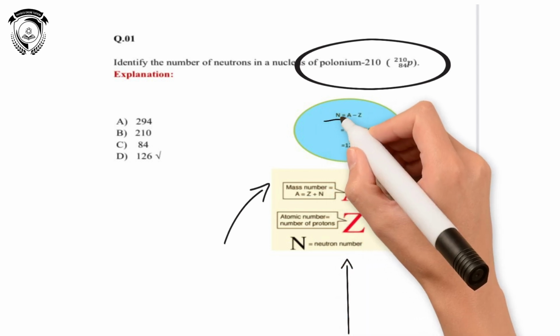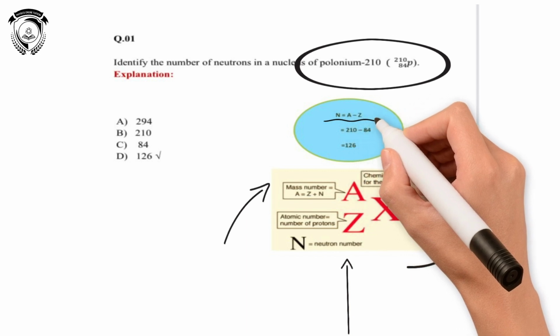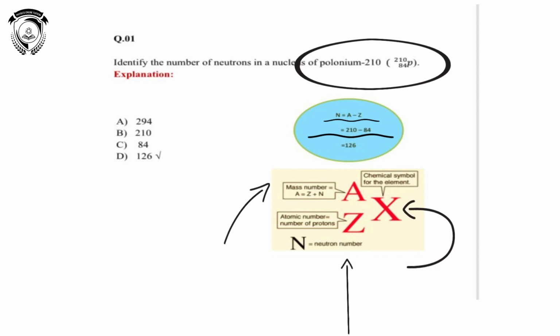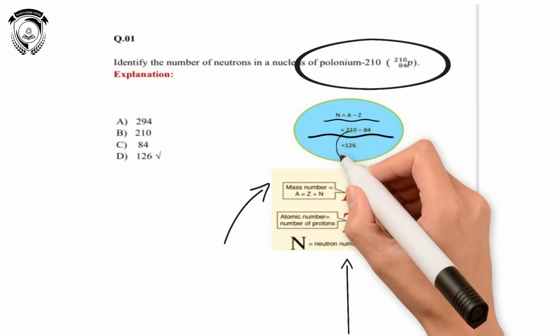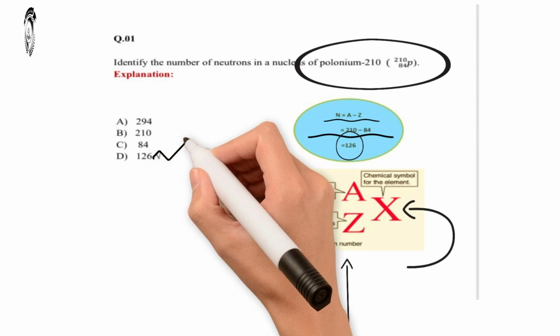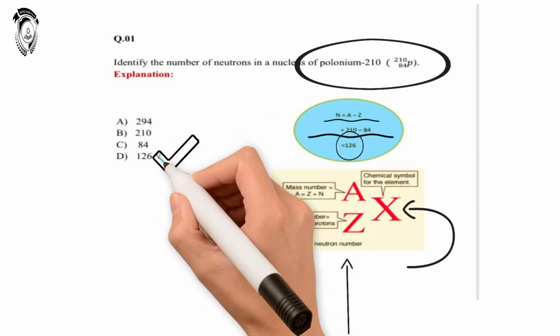The mass number is 210. You subtract the atomic number, that's 84. So the answer is 126. That means the answer for the first question is 126, which means the number of neutrons in an atom of polonium is equal to 126.